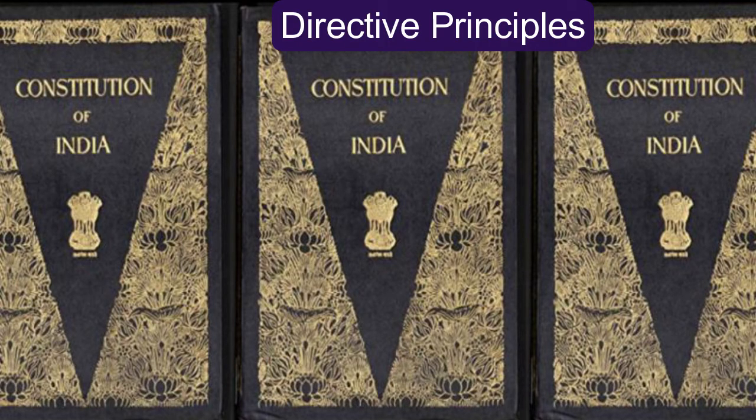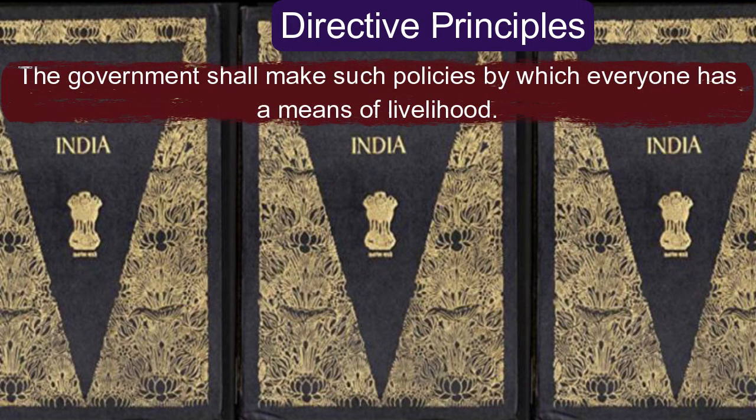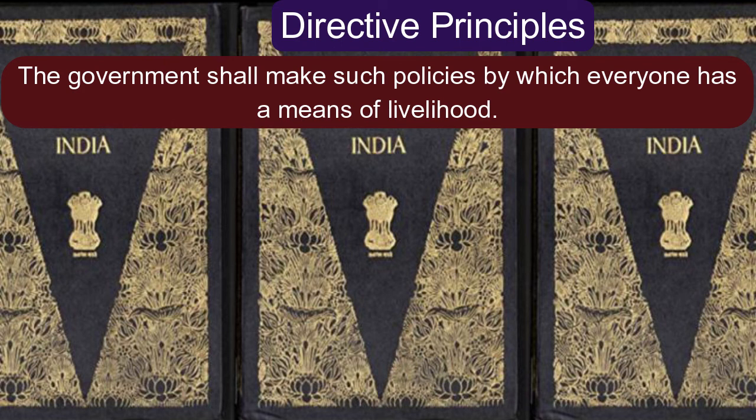Now, let us know about directive principles of state policy. In Constitution, some directions have been given to the government to keep in mind while making policies, which are called directive principles. There are 10 directive principles. Now, we shall know about some of the directive principles, such as the government shall make such policies by which everyone has a means of livelihood.